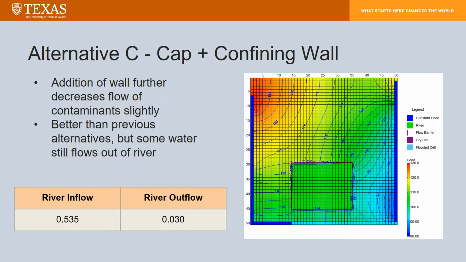So alternative C includes the cap from the previous alternative as well as a confining wall around the landfill. And as we can see from the river outflow, this significantly decreases the contaminants that go towards the river. And it's better than the previous alternatives, but we can still see that there are some contaminants that are heading towards the river, which is not ideal.